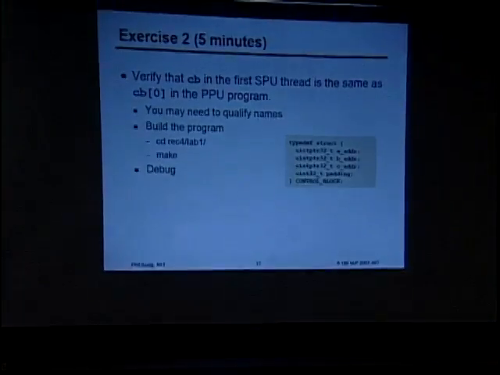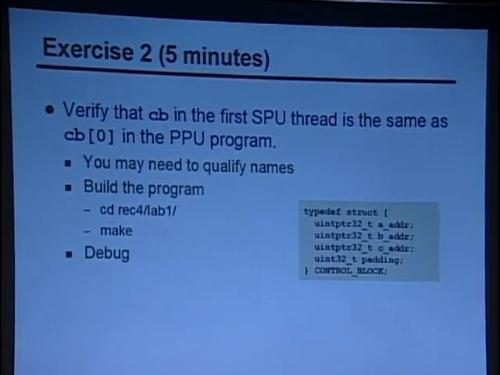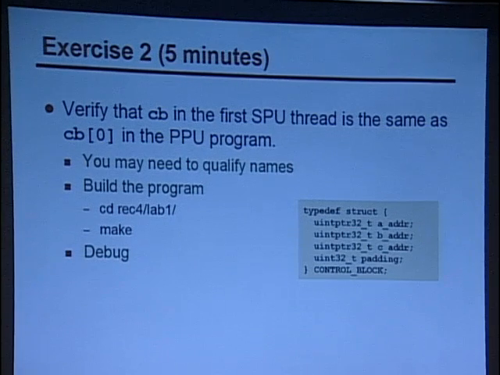So we're going to try this brief exercise, which is just to get you to work with dealing with multiple threads. What you're going to do is load the Lab 1 program, which is the correctly working solution for Lab 1. If you'll recall, this program has multiple threads. The PPU thread maintains an array of control blocks, and it's going to send the addresses of those control blocks to the SPUs. So we're just going to set breakpoints at the right places to verify that the first SPU thread is getting a control block, which is the same as one of the control blocks in the PPU program.